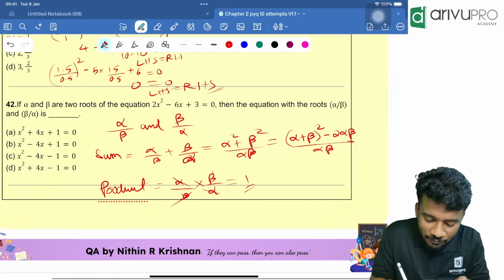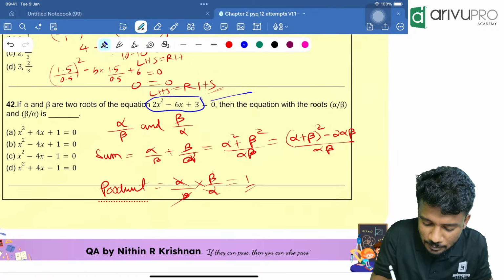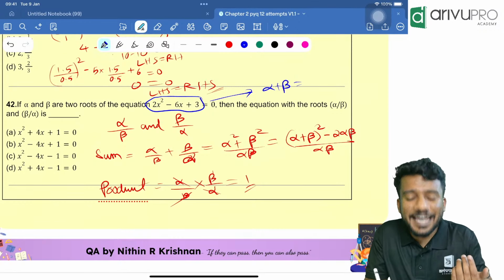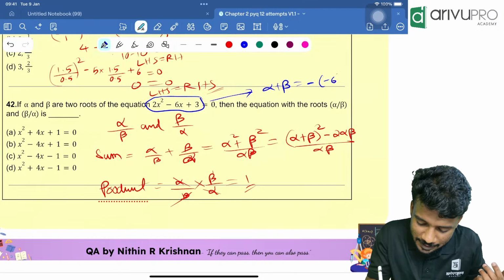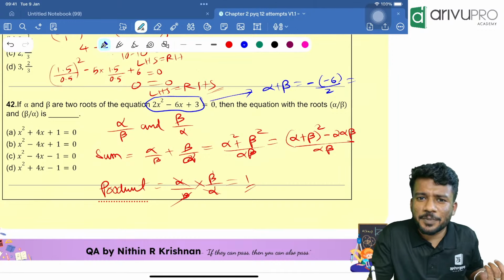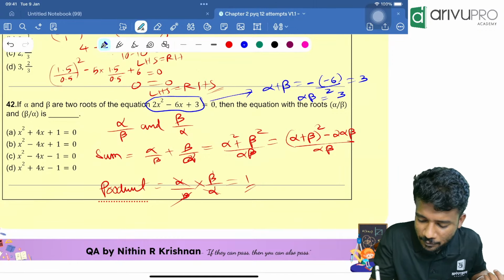People, what is alpha plus beta? Take this equation and find me the value of alpha plus beta. Alpha plus beta is nothing but minus coefficient of x, that is minus of minus 6, divided by coefficient of x square, which is equal to what? 6 by 2, that is 3. Then alpha beta is how much? The 3 divided by 2.